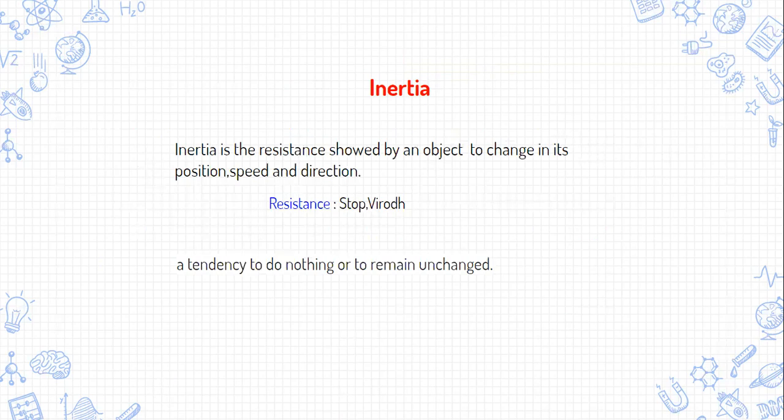So inertia क्या होता है? Inertia is a resistance shown by an object to change its position, speed and direction. So we saw resistance मतलब विरोध. So a tendency to do nothing or remain inactive. And I give a beautiful example. If you're at rest and someone tells you कि हाँ जाके कुछ काम करो, you will say no. First you will say no because you want to be in that rest position that you are in.